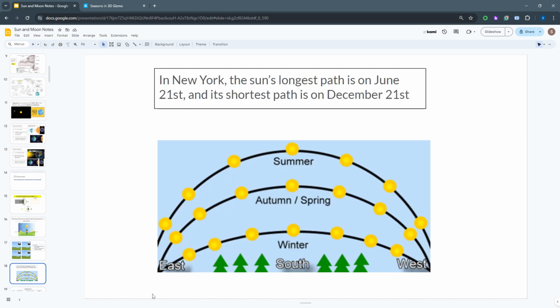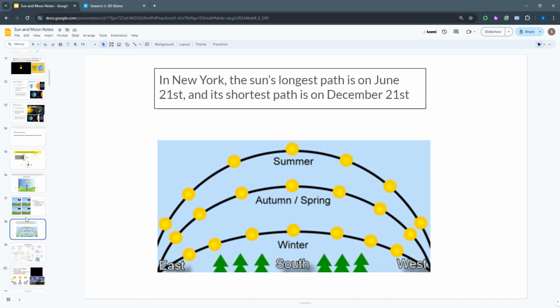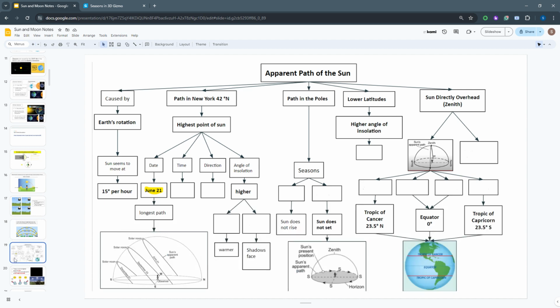And this is the path of the sun, or the apparent path of the sun in different seasons. We notice that in the summertime, we have the longest path of the sun. The sun is in the sky for even longer than the other seasons, and it goes really high. In autumn or spring, the sun's path is slightly lower than summer, but higher than winter. And in the wintertime, it's lowest in the sky and it's the shortest path. The sun doesn't stay very long in the sky. That's why it seems cold.